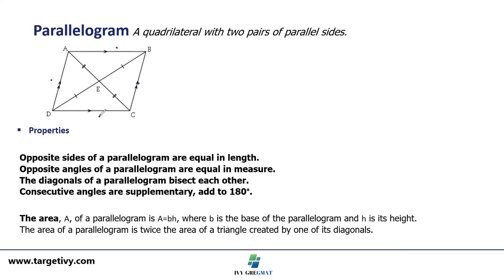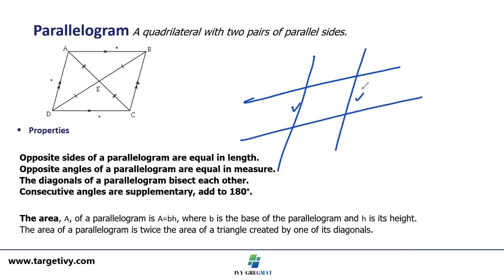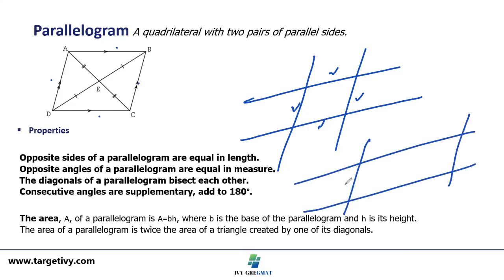Properties of a parallelogram: the opposite sides of the parallelogram are equal in length. So this side and this side are equal, this side and this side are equal. It can be like this also. The opposite angles of the parallelogram are equal in measure. So this is equal to this, and this is equal to this. If this is A, B, C, and D, A is equal to C and B is equal to D.